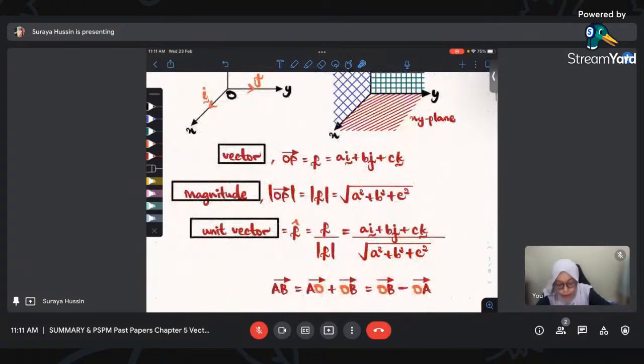Manakala unit vector, you kena hafal. Unit vector dia ada head. P head kita panggil dia. Okay, di bawah dia ada simbol ni. Okay, there is a symbol of this and also having a head. Kita panggil dia P head. It's referring to the unit vector. Okay, memang soalan exam dia akan cakap find the unit vector A. Find the unit vector B. Contohlah. Okay, dia akan sebut perkataan unit vector.